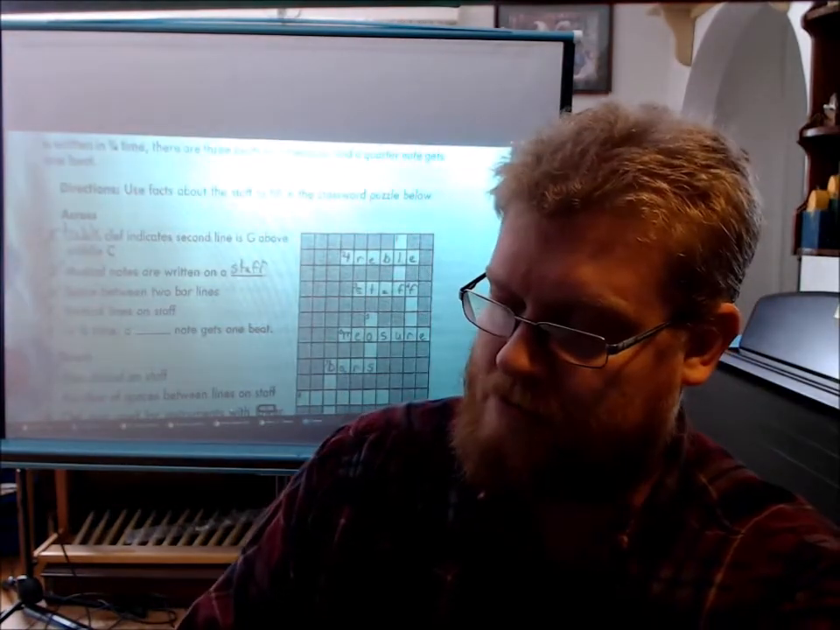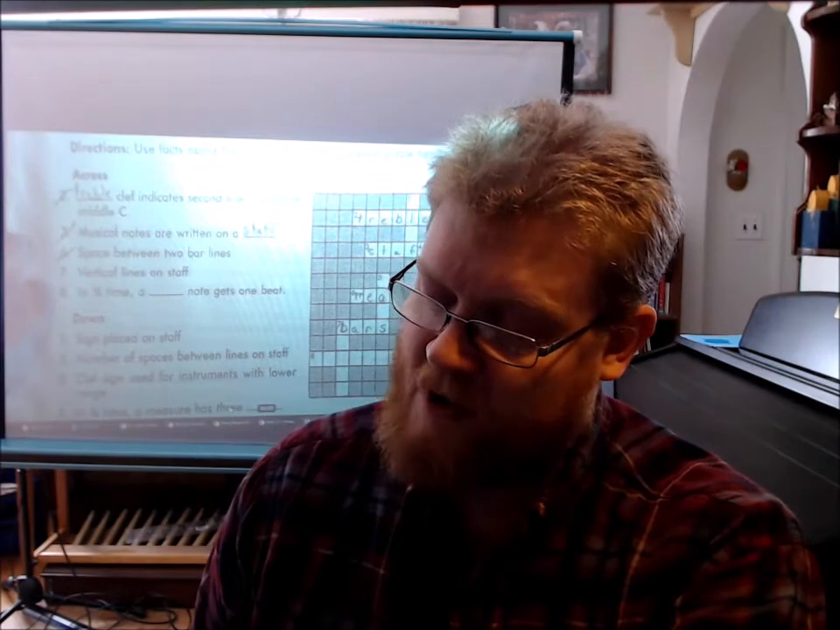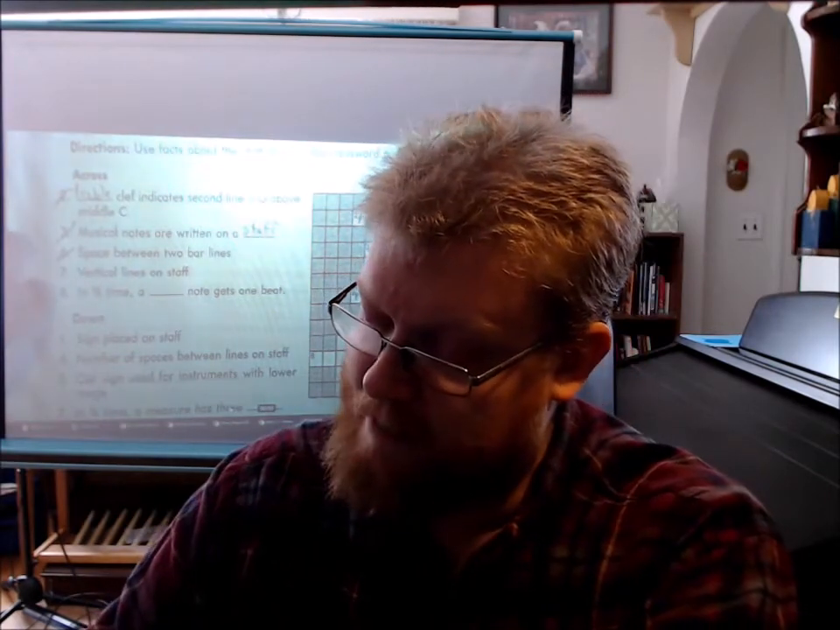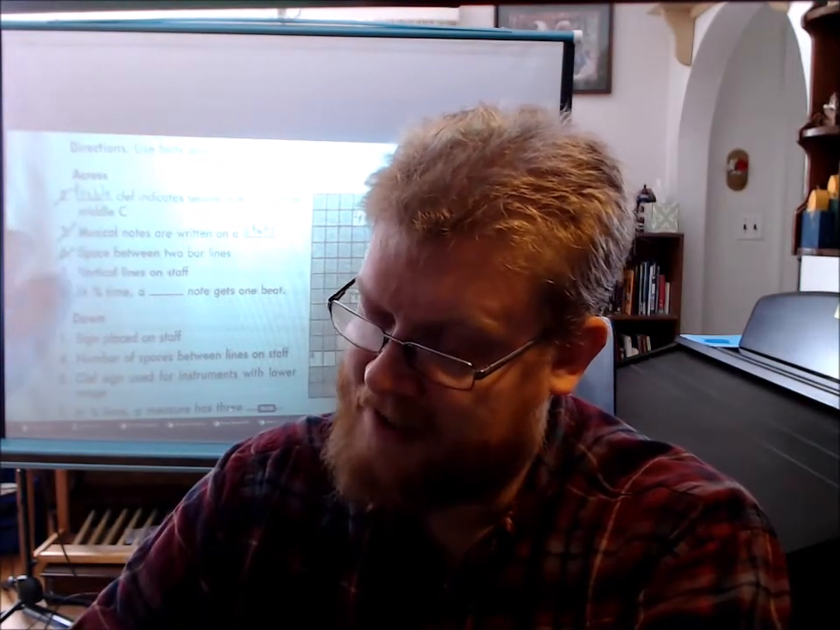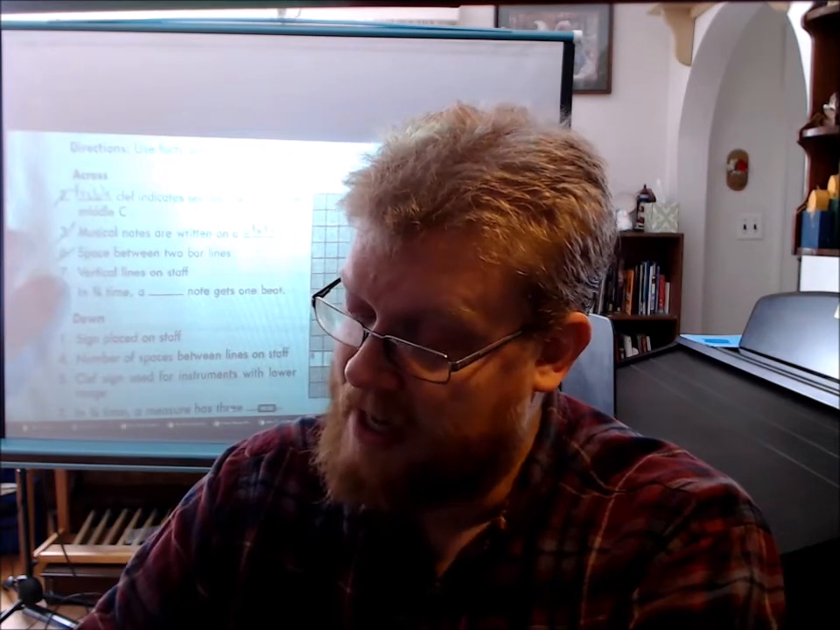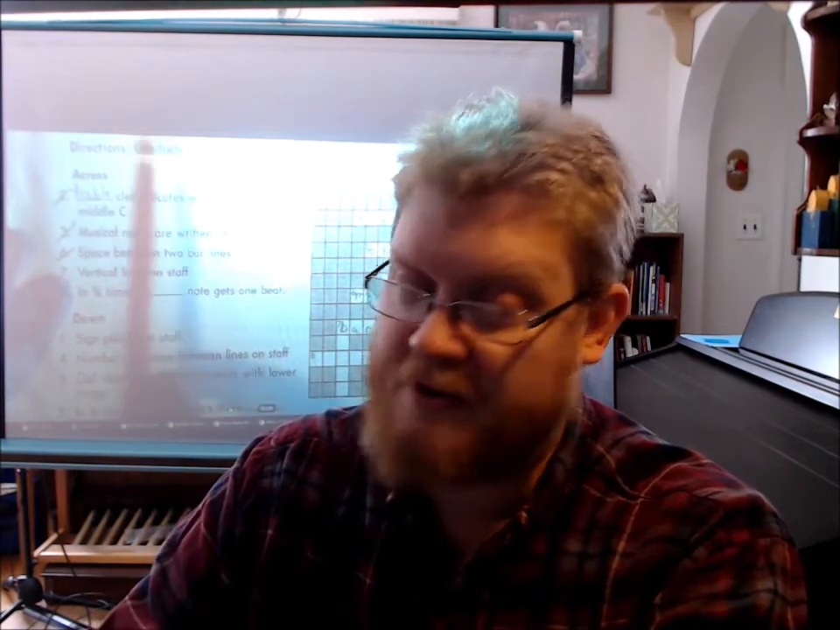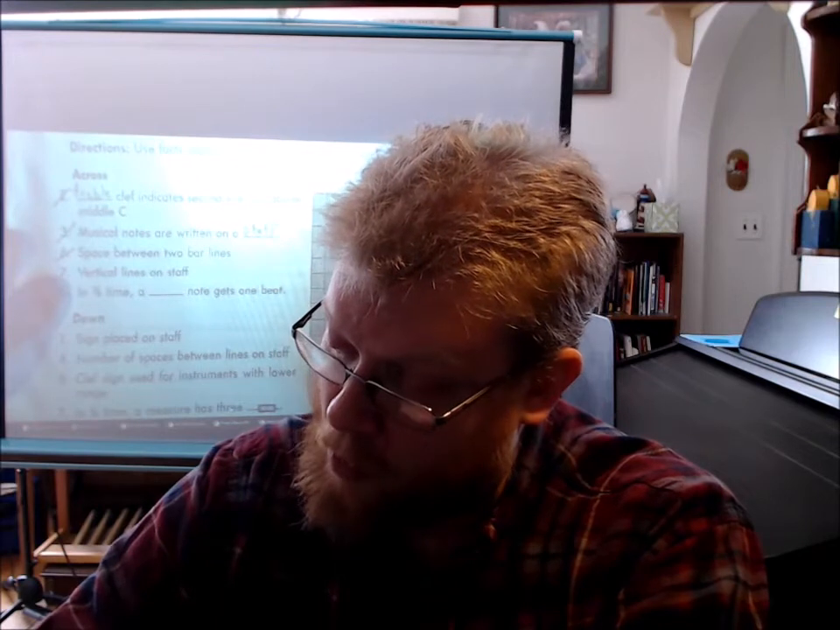Okay, but there's bars. Number 8, in 3/4 time, a blank note gets 1 beat. 4 on the bottom is what's important. And they just kind of whipped through it up here in the reading, but it's there, the quarter note.